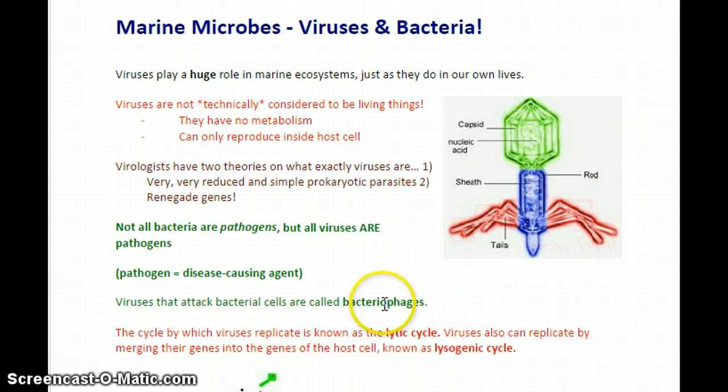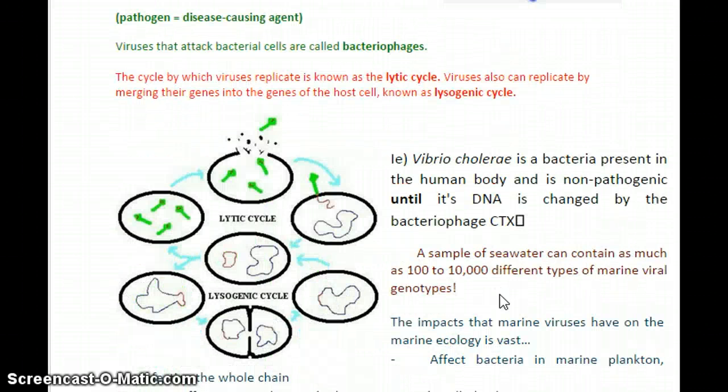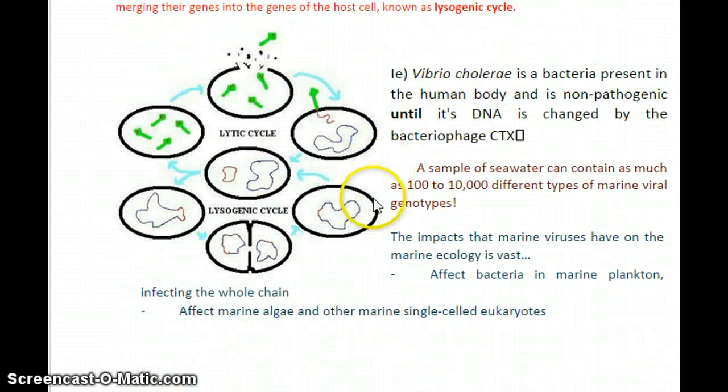Now, viruses attack bacterial cells, and a virus that attacks a bacterial cell is called a bacteriophage. So there's a cycle that they go through. So we're going to look at the virus's life cycle here. And that's known as a lysogenic cycle. And that's basically when they reproduce their DNA inside of a host. Then there's another cycle called the lytic cycle, which is where they actually assemble themselves inside the host and then break free from that.